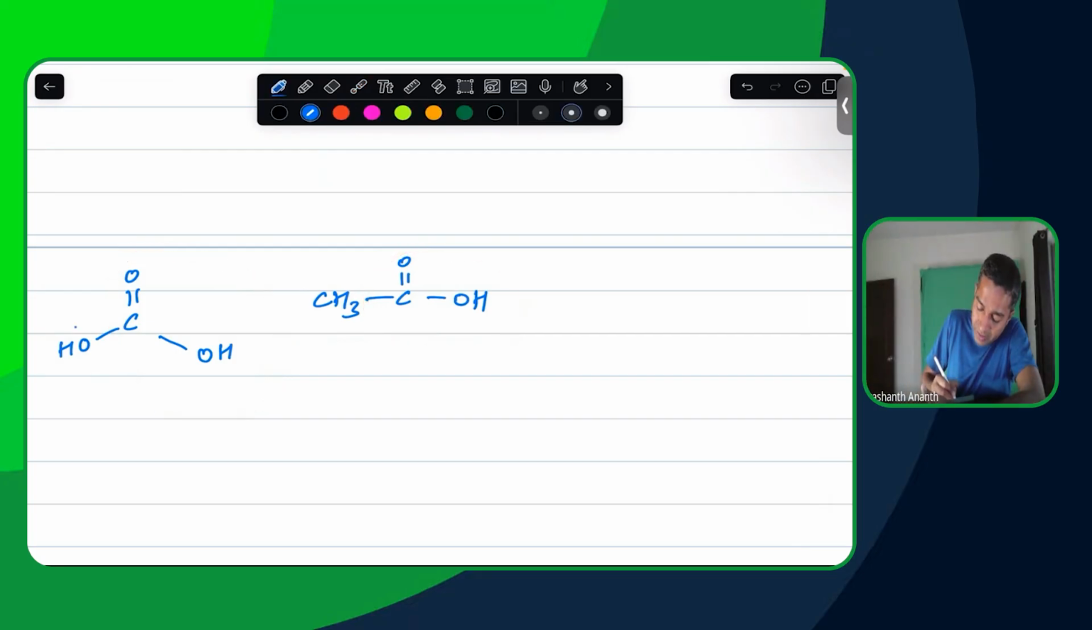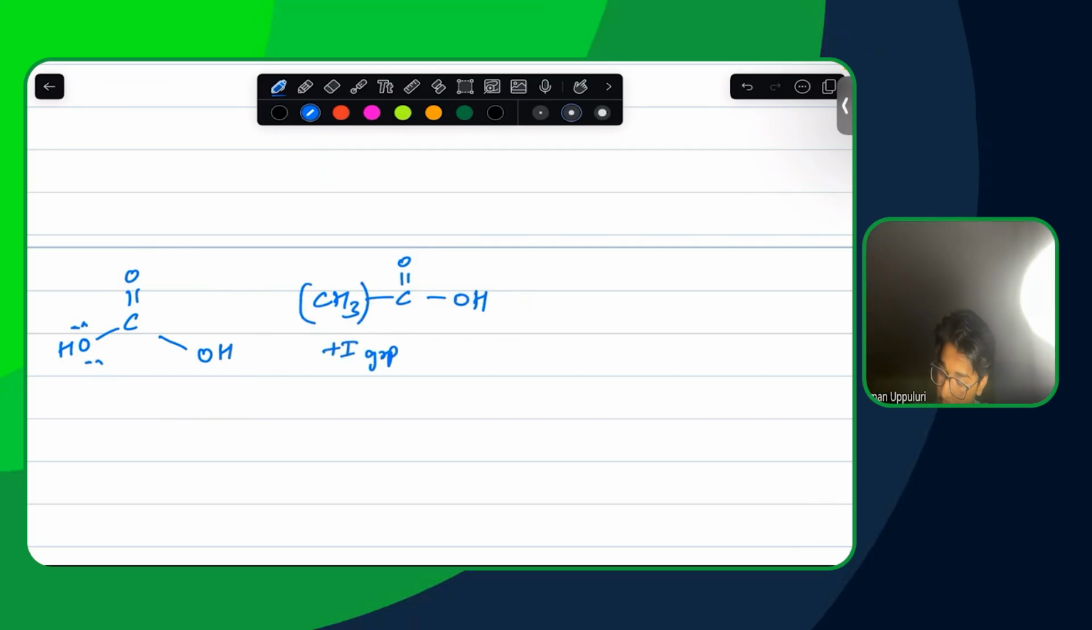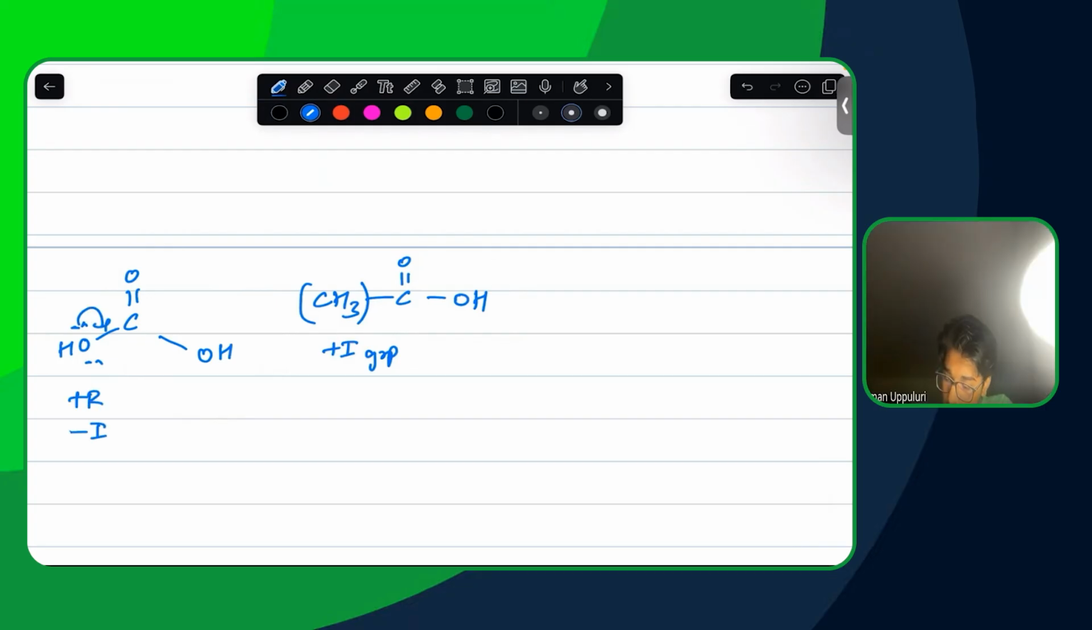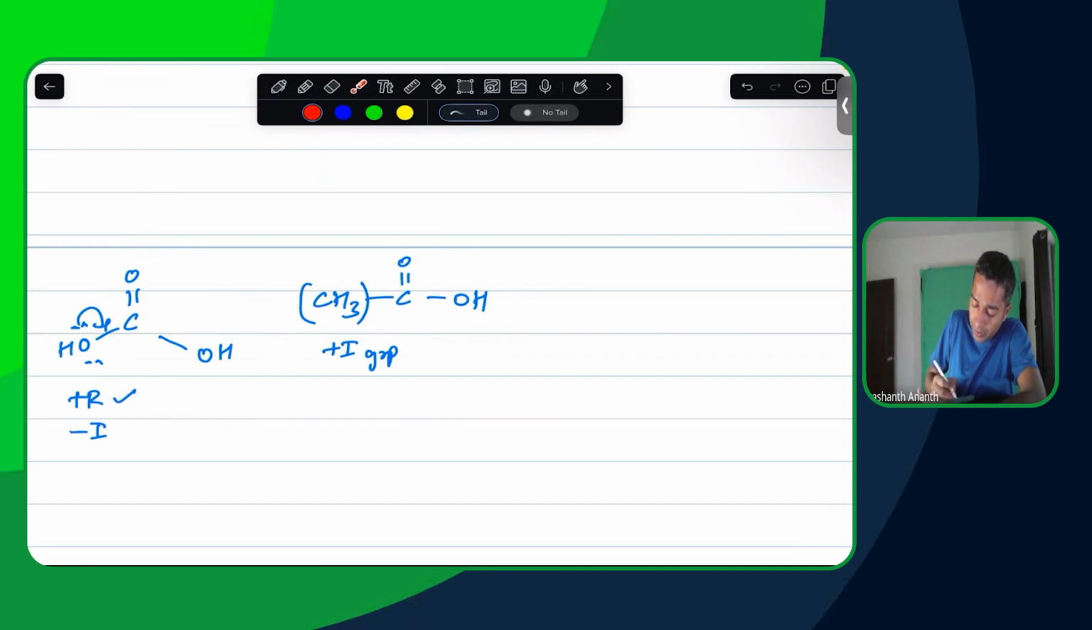So now, what is the effect of this OH and the CH3? The CH3 is a plus I side. Whereas the OH is going to be what type? Plus R and a minus I side. Right. And which one is going to be more dominating? The plus R is more dominating. That means among the two groups over here, the OH and the CH3, which is the more electron donating group here?